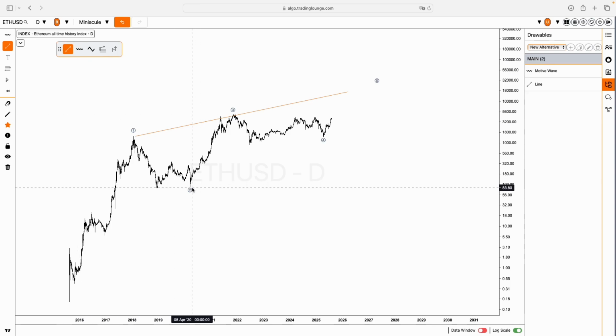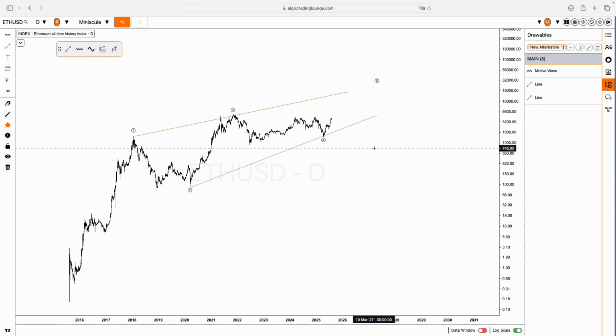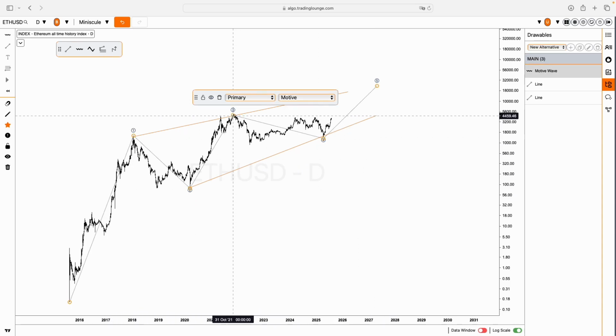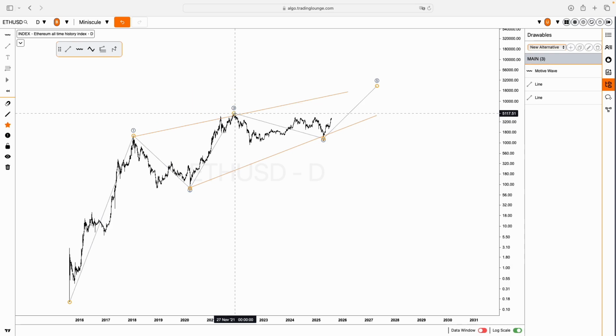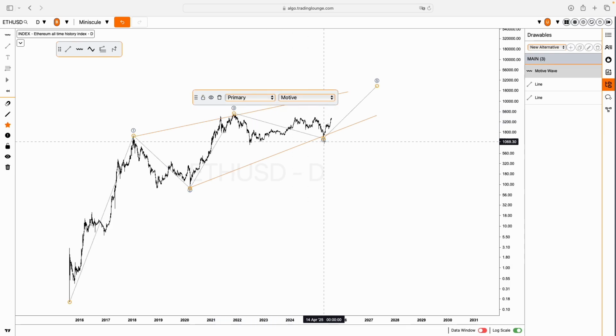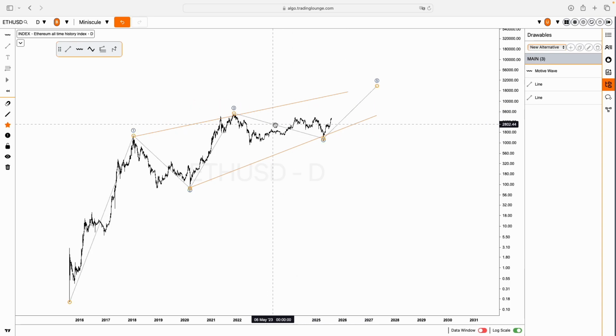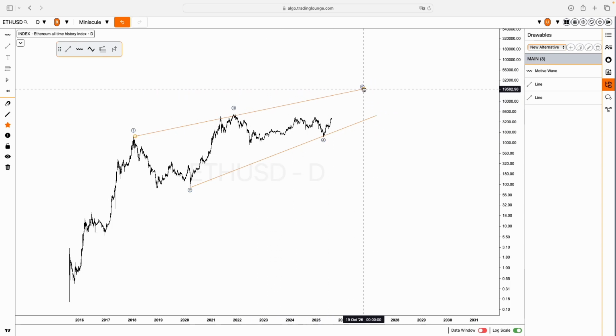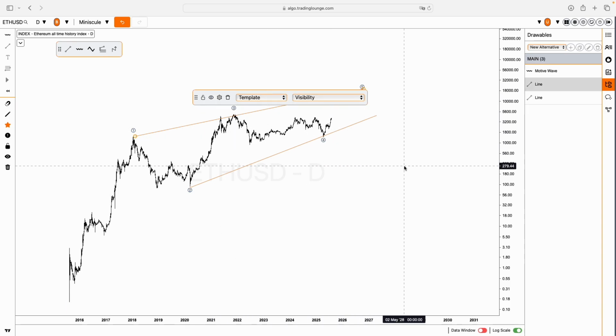Now the subdivision for a leading diagonal can be 5 3 5 3 5. So wave 1 can be a 5-wave move. Wave 2 always needs to be a 3-wave move. Wave 3 is 5. Wave 4 is 3 as usual, or a triangle, corrective. And wave 5 is a 5-wave move. For an ending diagonal, the subdivision always is a 3 3 3 3 3. 5 times 3. 3 and 1, 3 and 2, 3 and 3, 3 and 4, 3 and 5. Oh, that's clear.